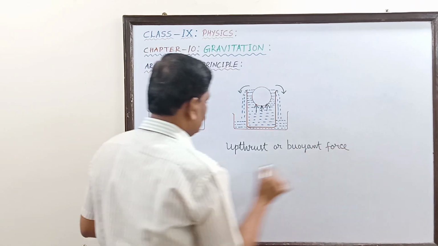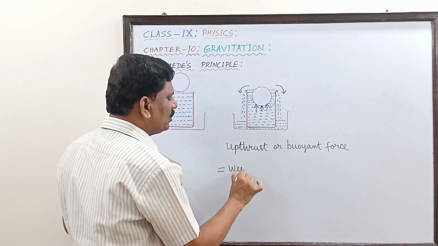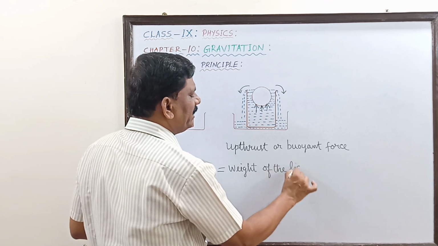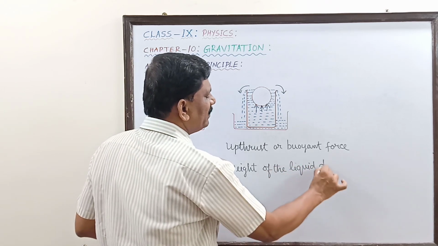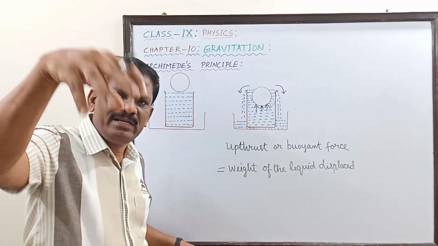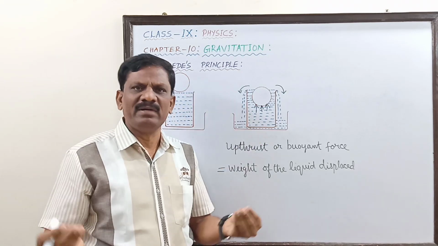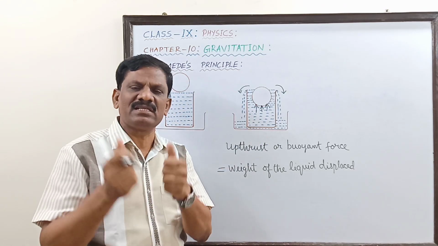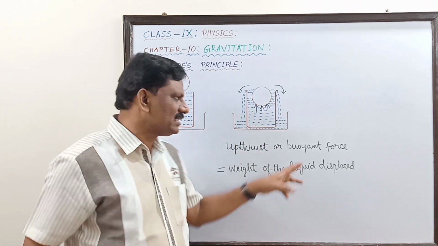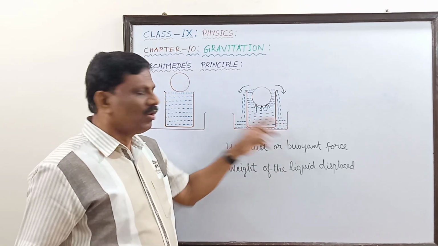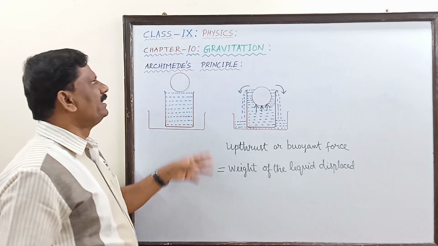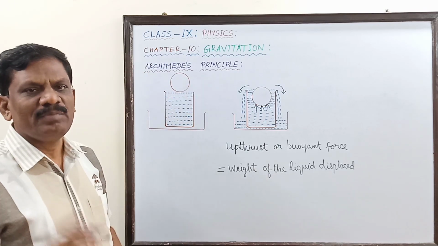can be measured, and this will be exactly equal to the weight of the water displaced, or the weight of the liquid, any liquid, which is displaced. When the body is partially immersed, less liquid will be displaced, the weight of the liquid will be lesser, so the upthrust will also be lesser. When the object is fully immersed, the upthrust will be larger because more liquid has been displaced. So this leads to the principle called the Archimedes Principle.